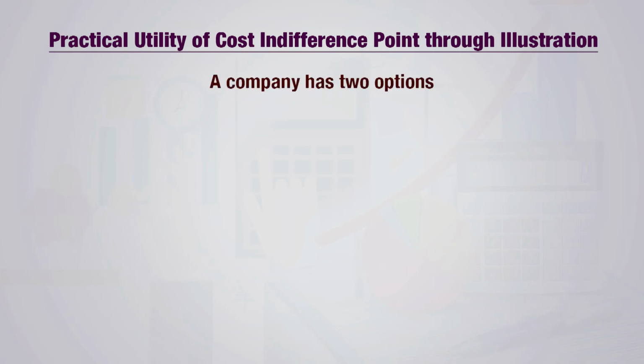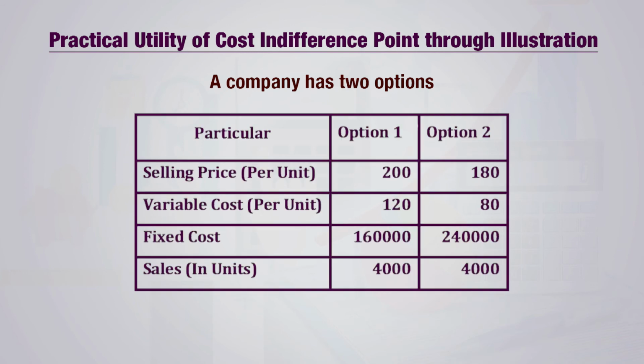A company has 2 options, option number 1 and option number 2. Selling price per unit for option 1 is 200, for option 2 is 180. Variable cost per unit for option 1 is 120, option 2 is 80. Fixed cost for option 1 is 1,60,000, for option 2 is 2,40,000. Sales in units is 4,000 for option 1 as well as 4,000 for option 2.